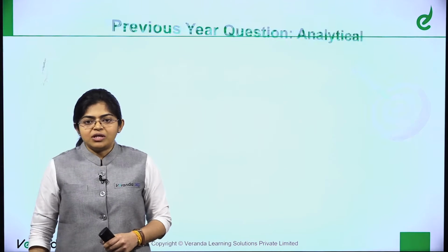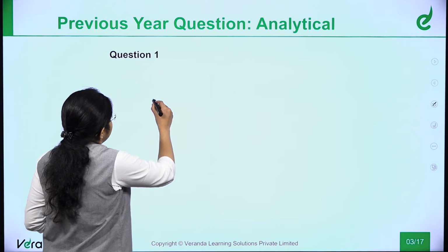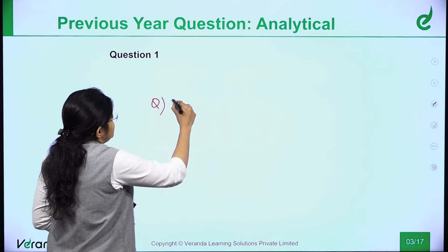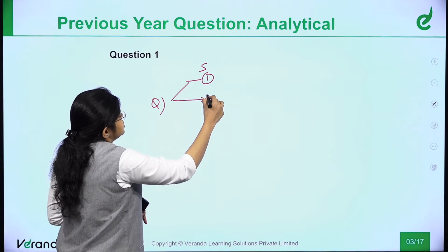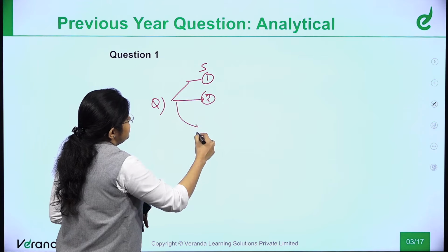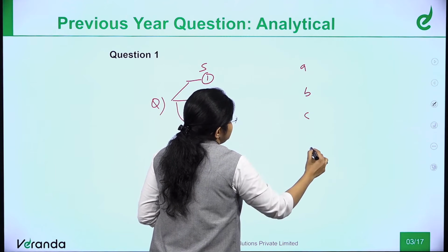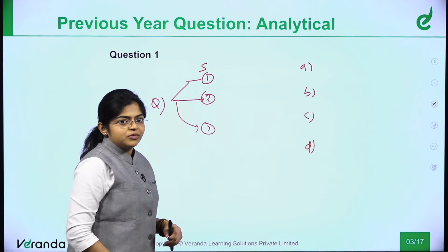Now let us take another example. If a question is asked and you don't know that question, you have 3 statements: statement 1, statement 2 and statement 3. Based on that, you need to select option A, B, C or D. So, you need to select from 4 options in this, isn't it?